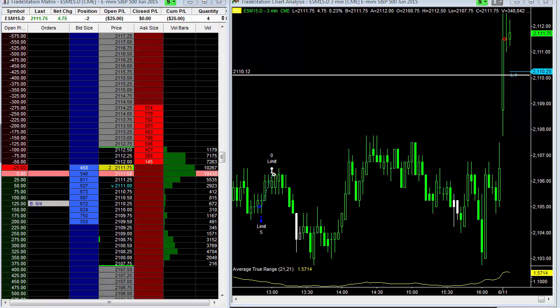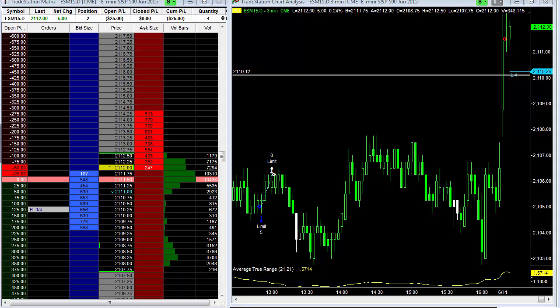Good morning. Today is Thursday, the 11th of June, and we are looking at the E-Mini S&P 500 futures contract. Market opened up just slightly higher. This is where it closed yesterday. Opened up right here. This is the first 3-minute bar. Pretty big up bar, actually.